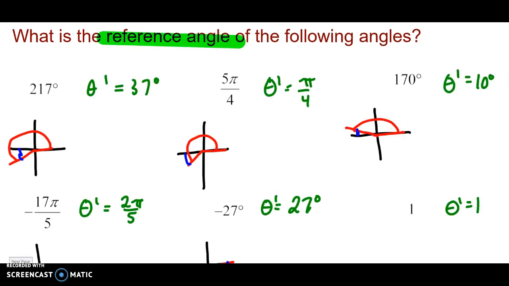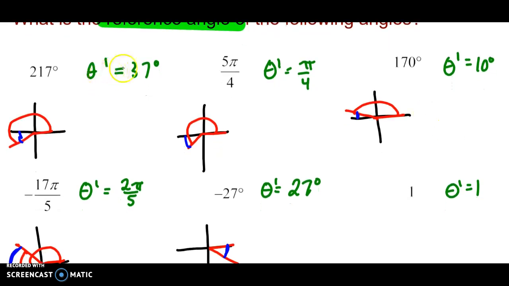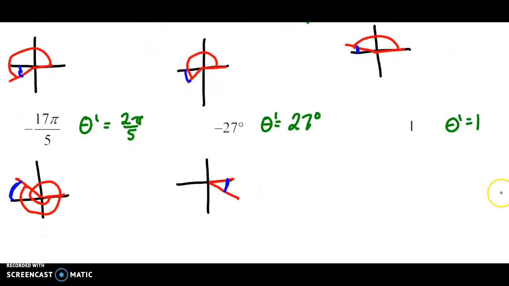All right, quick check for ourselves. So for 217 degrees, I had 37 degrees as my reference angle. Notice here that this is what 217 degrees would be. So what is that reference angle from the horizontal axis to its terminal side? Positive 37 degrees. You can notice that I did something very similar for the rest of these here. Also notice that all of my theta primes are positive values.